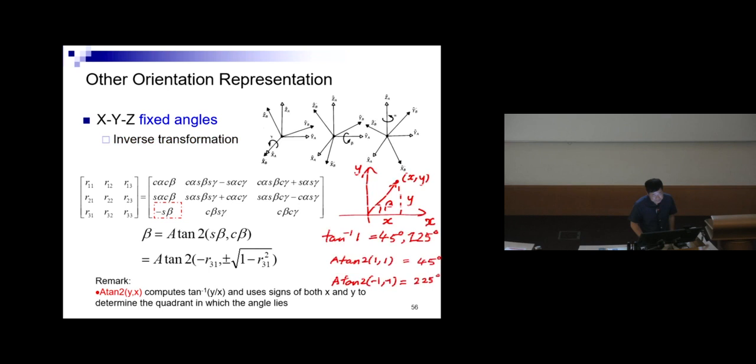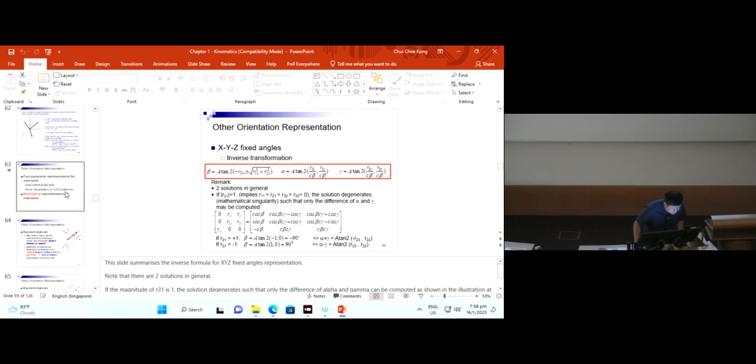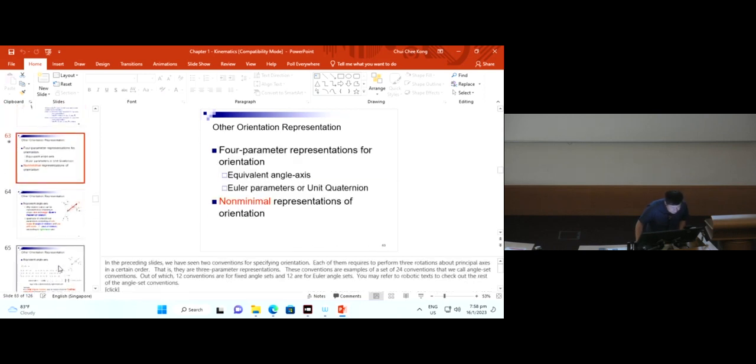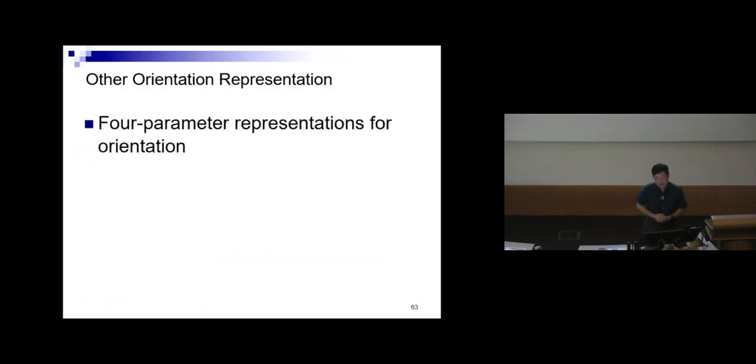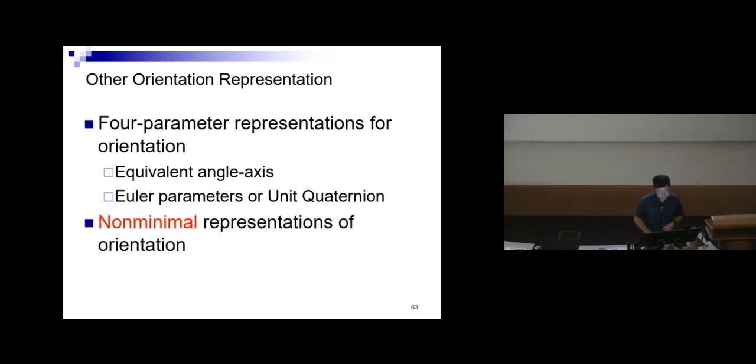Okay. So we come to the last one, which is the equivalent angle. So far what we are looking at is actually a three-parameter representation. So the next one that we're looking at is something called the equivalent angle axis. For equivalent angle axis, we have something called Euler parameters. So it's a 4-parameter, non-minimal representation of orientation.